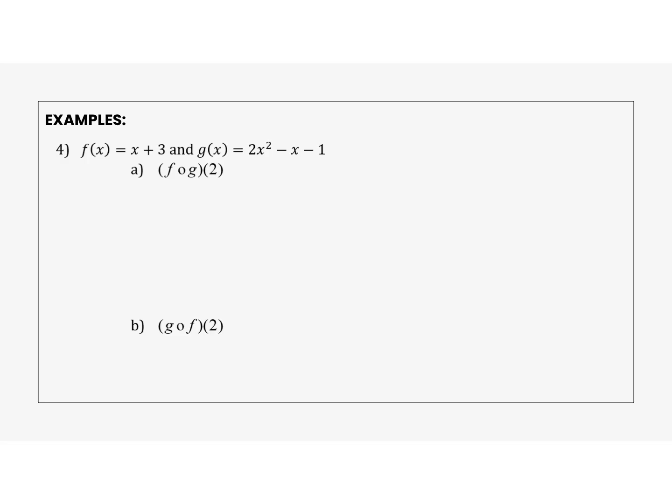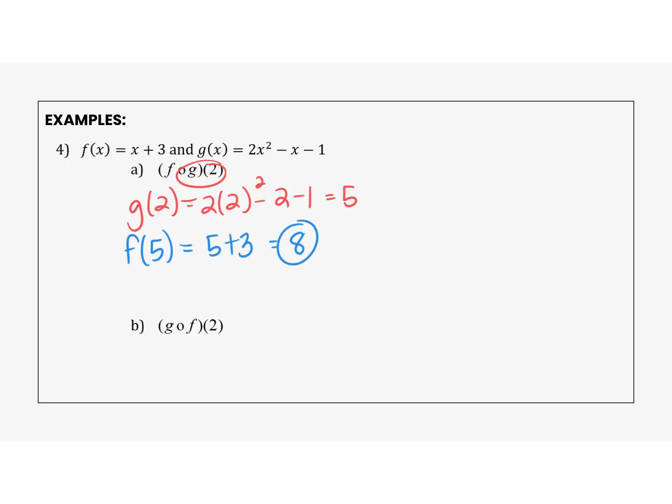Okay, what does it look like if we have numbers now instead of expressions? I'm going to still work from the inside out. So I'm going to start by finding g of 2. So I'm going to do 2 times 2 squared minus 2 minus 1, which is 2 squared is 4 times 2 is 8, minus 2 is 6, minus 1 is 5. Now I'm going to take that and plug that value in for f. So I'm going to now take f of 5. So 5 plus 3 equals 8. So my final answer is 8.